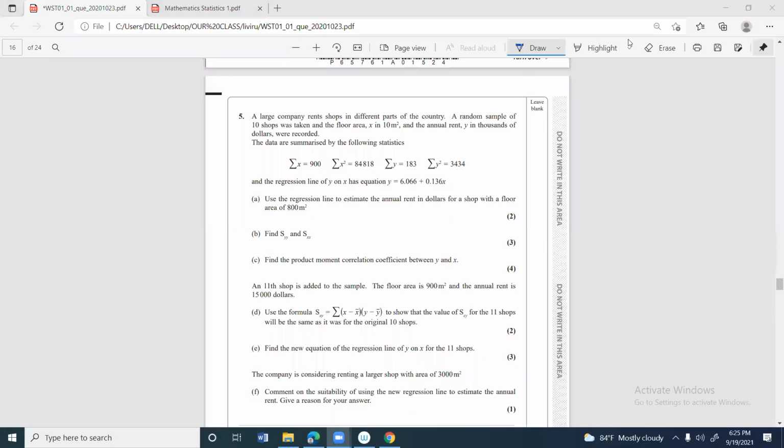A large company rents shops in different parts of the country. A random sample of 10 shops, so over here, you should understand that n is 10. It's taken with the floor area x in 10 square meters and the annual rent y in thousands of dollars. You have to keep this scale in mind because we need it for the final answer. You might need a transformation before you get the final answers. The data was summarized below, with the statistics summation of x, x squared, y and y squared given, and the regression line has an equation of this.